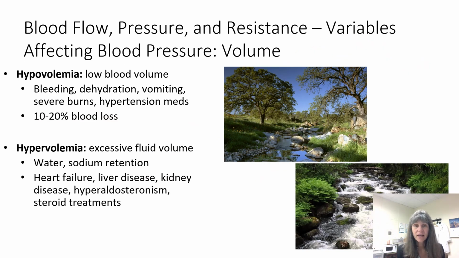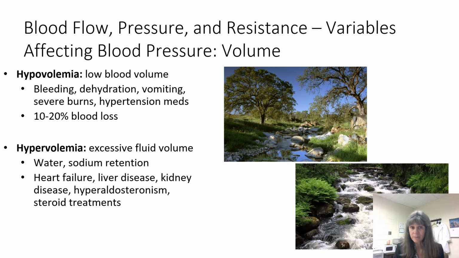So in looking at the variables that affect the volume of blood, and that would affect blood pressure, if there is a condition of low blood volume, we call that hypovolemia, and a person who is hypovolemic may have gotten there because of excessive bleeding, dehydration, vomiting, diarrhea, severe burns, even hypertension medications can cause the kidneys to excrete fluid, and sometimes too much. So if there's 10 to 20% of blood loss, that will cause hypovolemia.